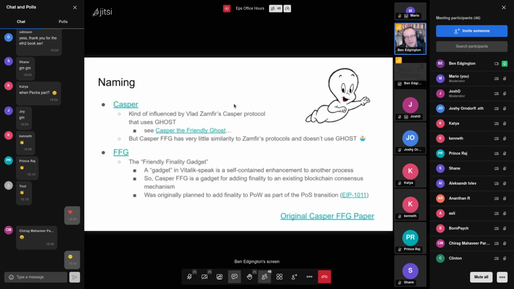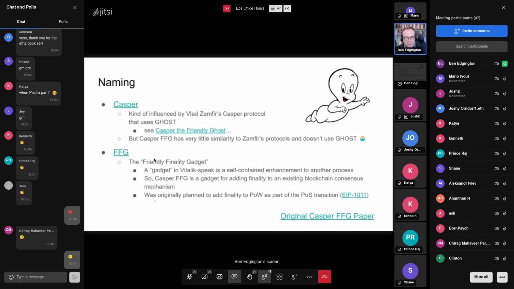and the naming again is instructive. I mean, the Casper is a bit obscure and random, to be honest. It's just in there for historical reasons I won't go into. FFG is a friendly finality gadget. So the friendly is Casper the friendly ghost, but it's a friendly finality gadget. A gadget is what Vitalik calls a kind of self-contained enhancement to another process. So Casper FFG is a gadget for adding finality to an existing blockchain consensus mechanism.